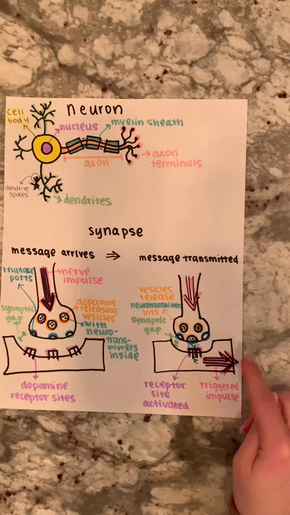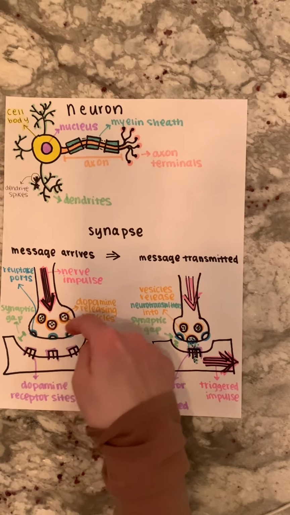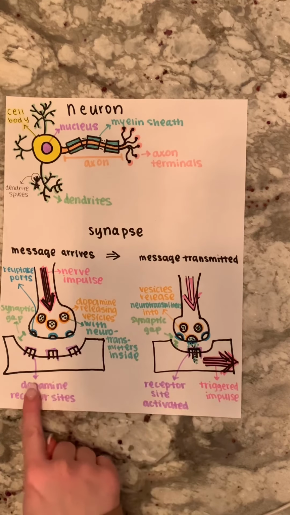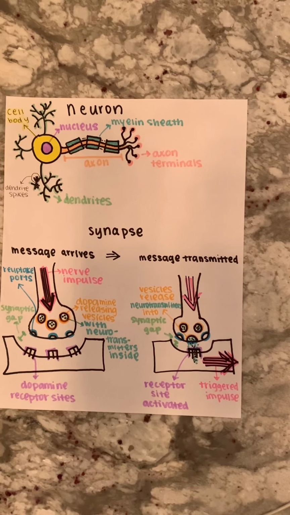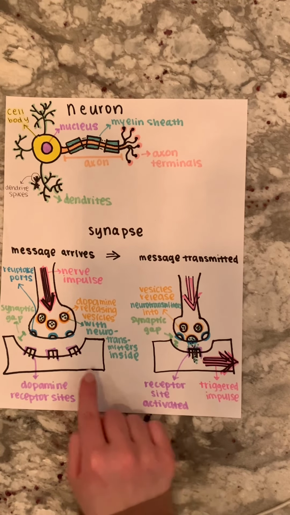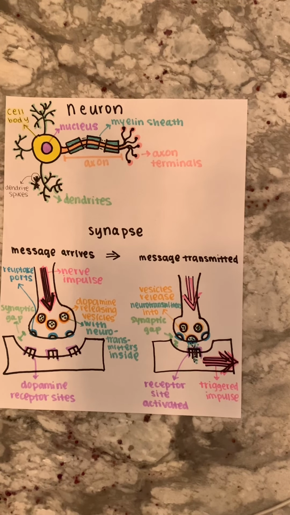The neurotransmitters are released from the vesicles across the synaptic gap and into the receptor sites, right here, dopamine receptor sites, on the neuron it is communicating with. And within that neuron, it is then relayed as an electronic signal, again, to the next neuron. And then this process continues until the neurotransmitters reach the part of the body or the brain that it needs to get to in the end.